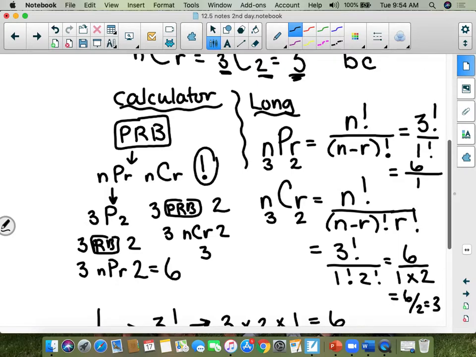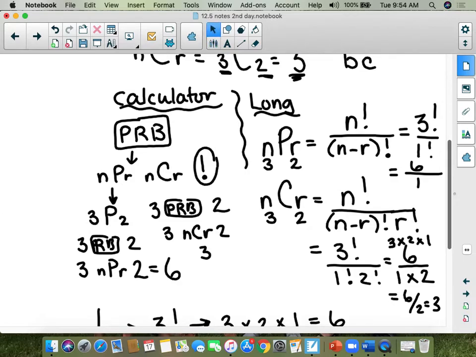So it doesn't matter. You can use whichever formula. The PRB button is way quicker than using these formulas. But just by using your factorial button, you know that 3 factorial is 3 times 2 times 1, and that's how I got 6. So it doesn't matter, you're going to get the same answer. I might be using these again and again, just to prove to you that they're the same. They're not much different, so.